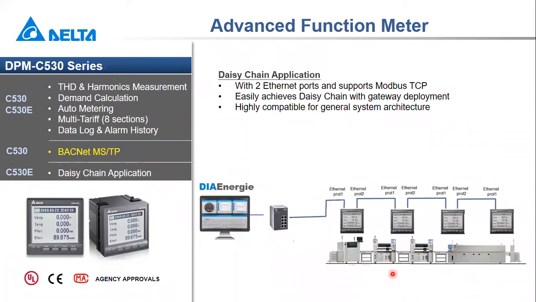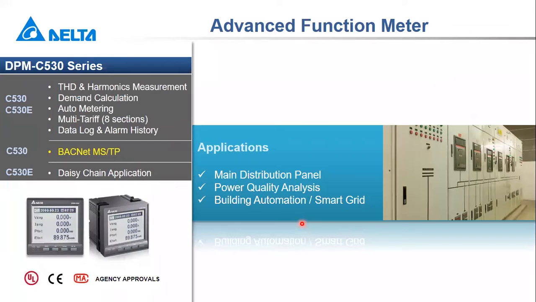Okay, and as a side note for the Ethernet type, we have two ports at the back side, very easy to link to the next one by daisy chain connection. And here are typical applications like the main distribution panel, MDB or DB, and power quality analysis, or even some building automation or smart grid.